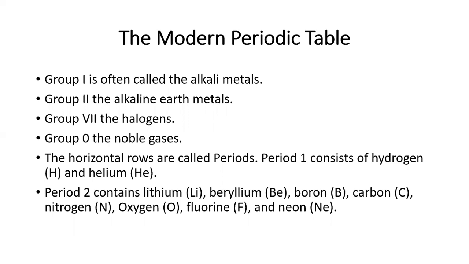The horizontal rows are called the periods. The period starting from the first one consists of hydrogen and helium. Period 2 consists of lithium, beryllium, boron, carbon, nitrogen, oxygen, fluorine, and neon. Moving down the rows, all these are known as periods.